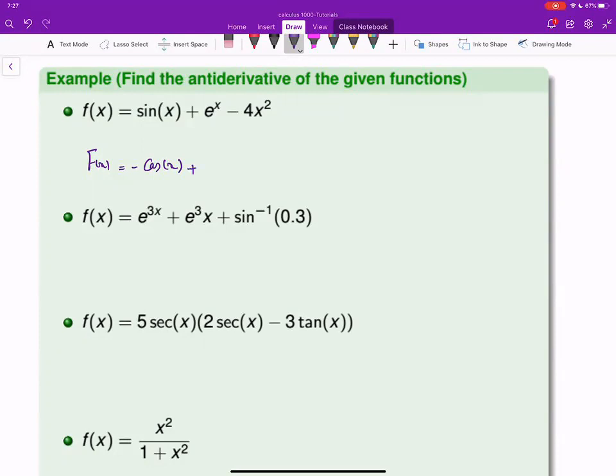Antiderivative of e to the power x is e to the power x, minus 4 times x to the power 2 plus 1 over 2 plus 1, and then plus c. That is the antiderivative of the function.